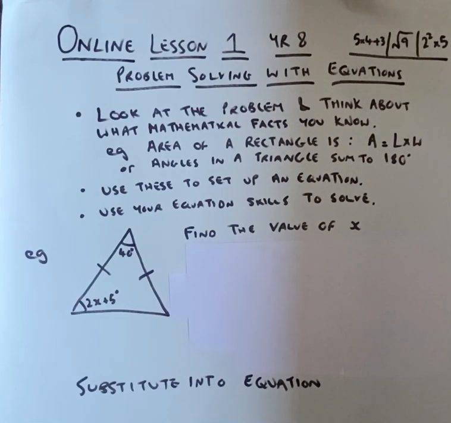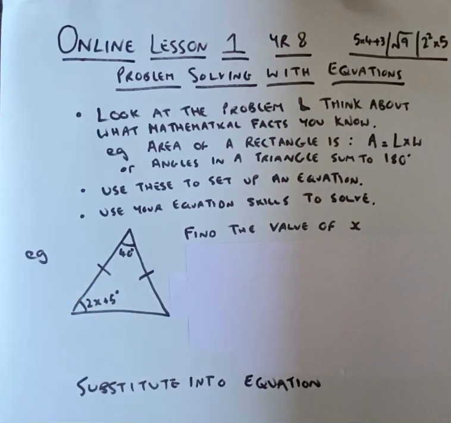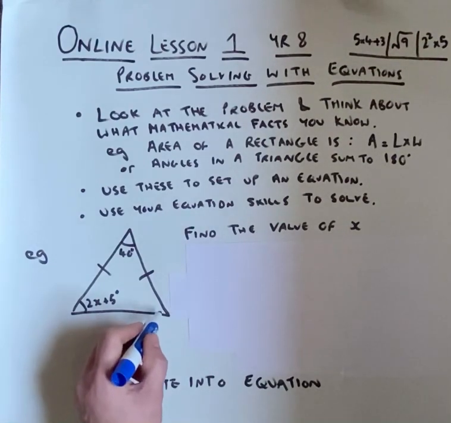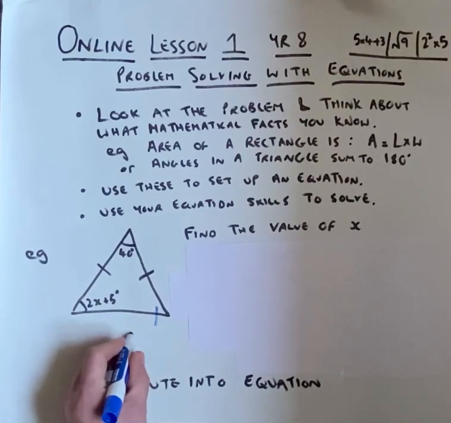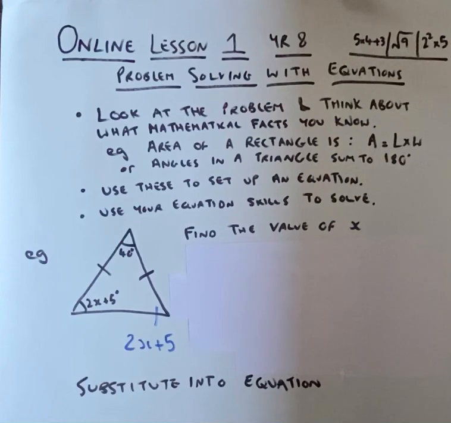So the first problem, if you look over here, we've got an isosceles triangle, and I know it's isosceles because it's got the two equal sides there, and that's the mark that represents that. If you've got two equal sides, that means you've also got two equal angles, so we know now that this angle here is also 2x plus 5.